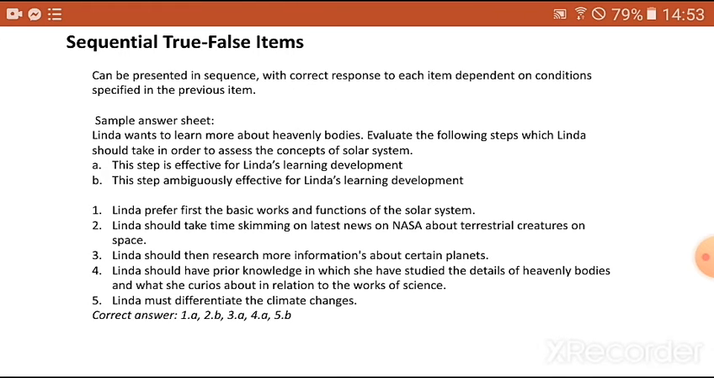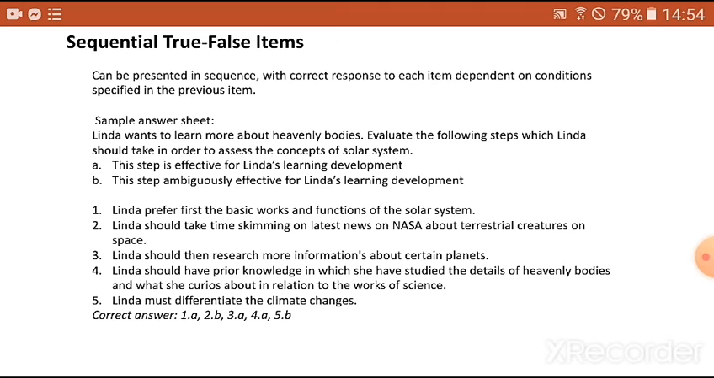Sentence number 5 says here that Linda must differentiate the climate changes. So absolutely, sentence number 5 is not related to heavenly bodies or the works of the solar system. So you just identify whether it is A or letter B.